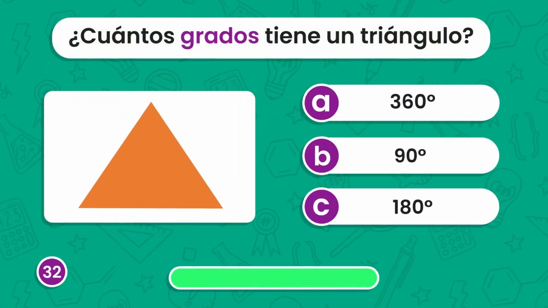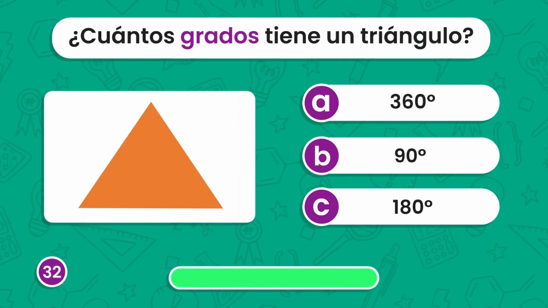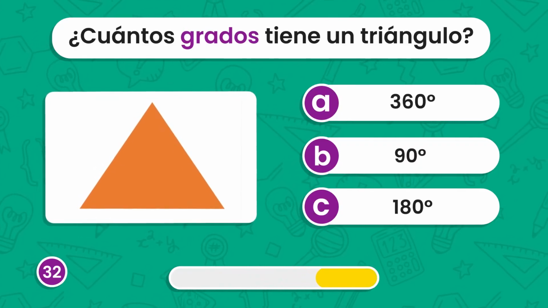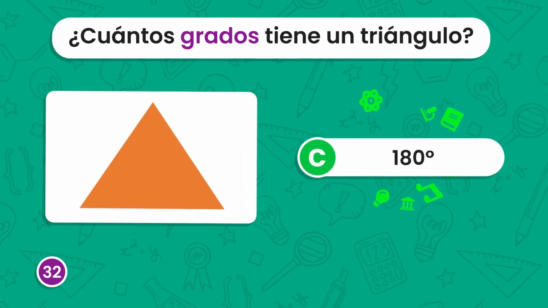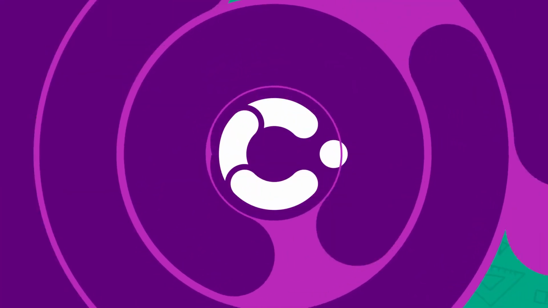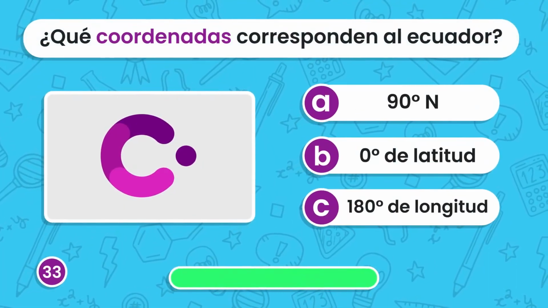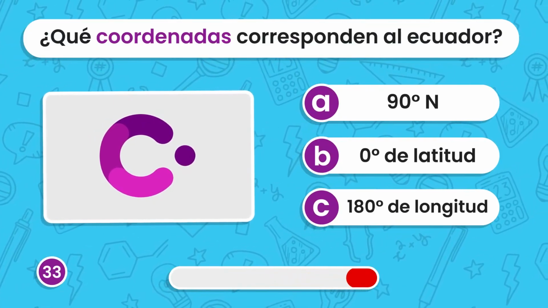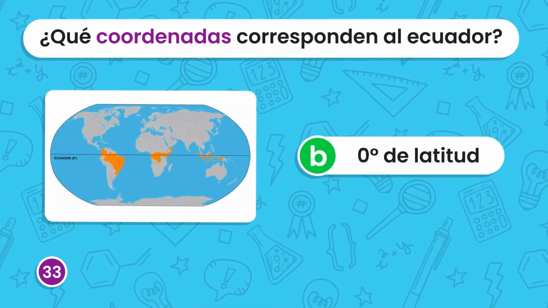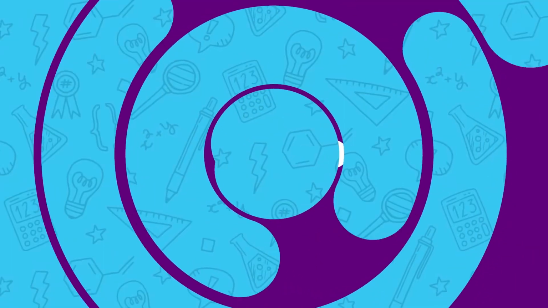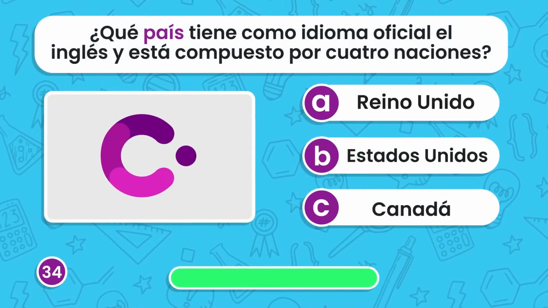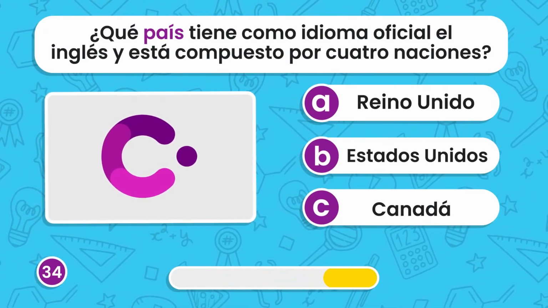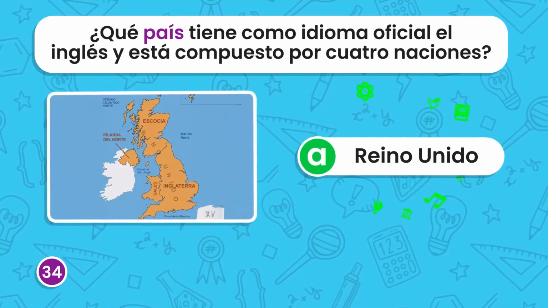How many degrees are in a triangle? 180 degrees. What coordinates correspond to the equator? Zero degrees latitude. Which country with 4 nations has English as its official language? The United Kingdom.